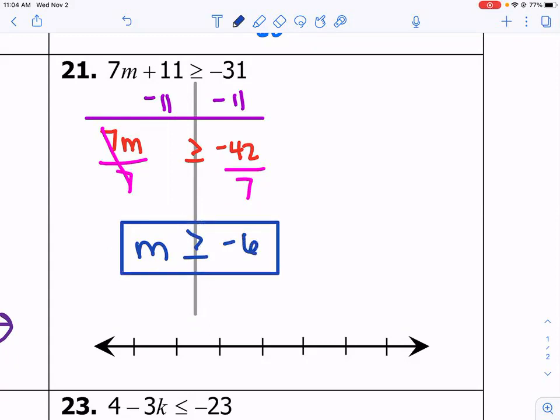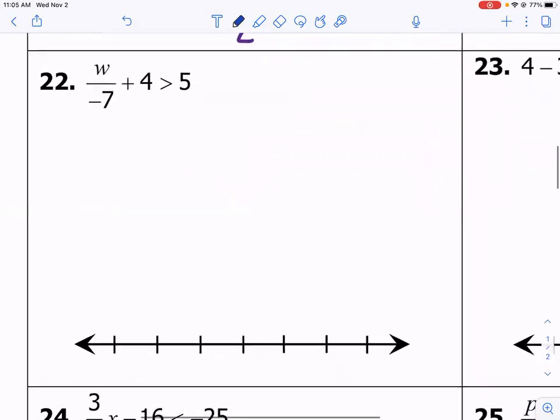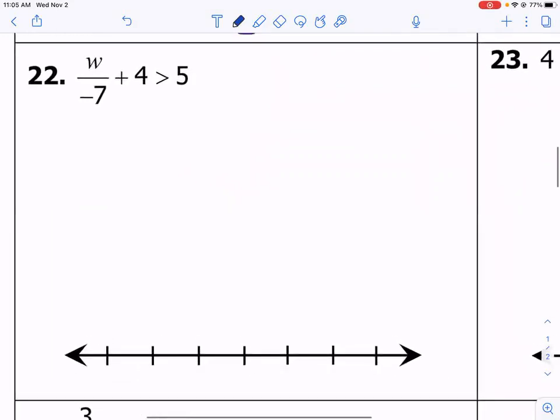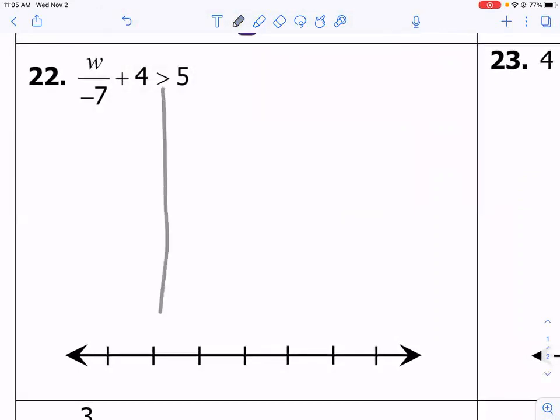So m is greater than or equal to -6. Do you agree? So at -6, I have a closed circle. And then we're going to go to the right. So you guys work on this one.